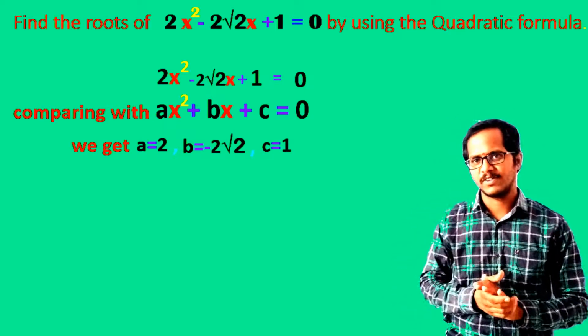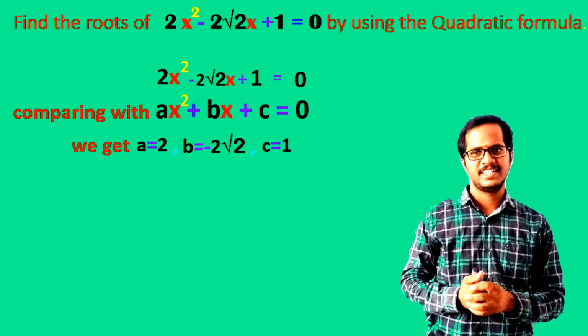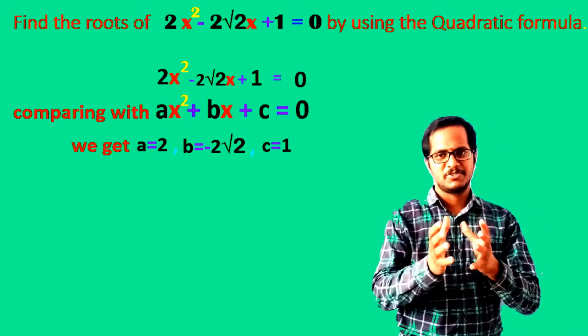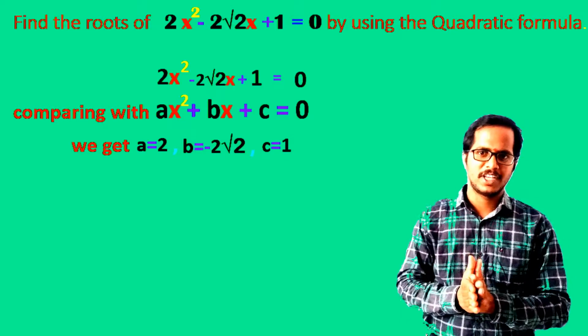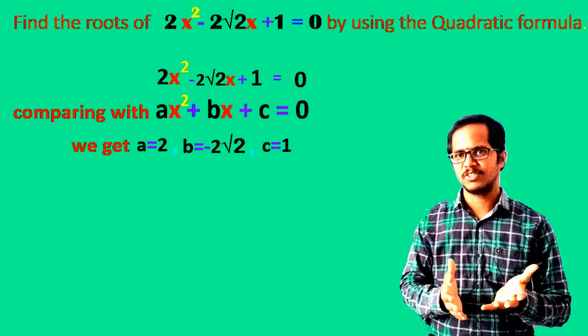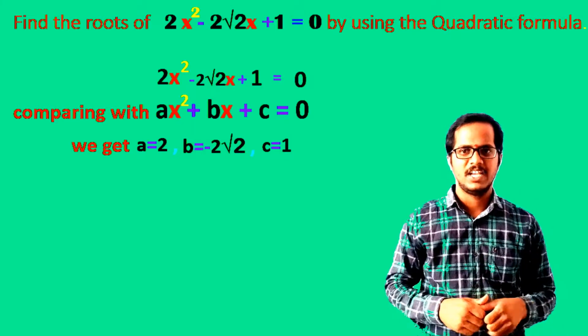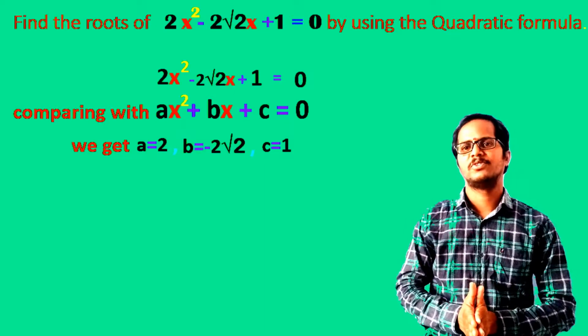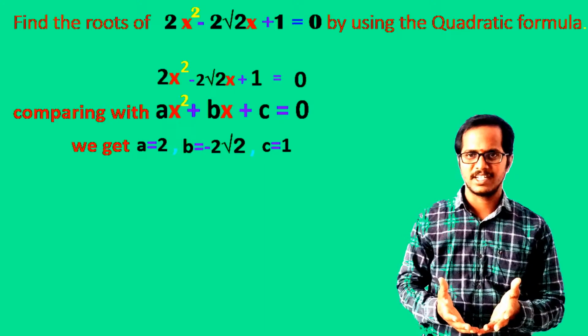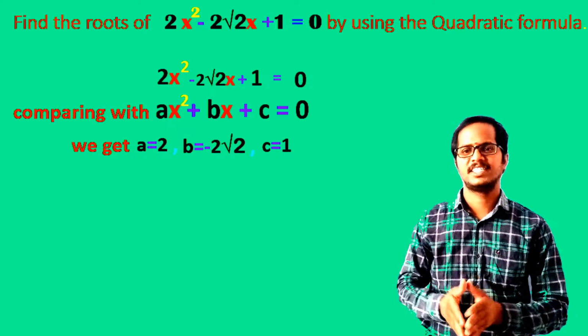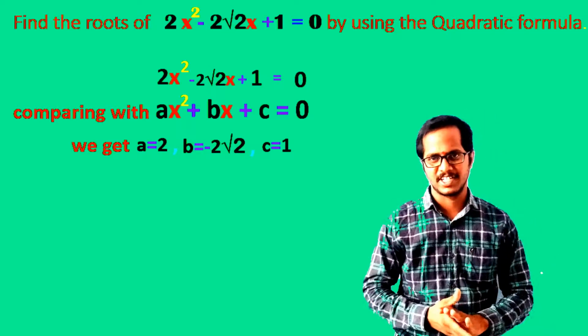Now what do we have to do after getting the values of a, b, c? First we have to check whether the b square minus 4ac value is greater than or equal to 0 or less than 0. If it is greater than or equal to 0, then it has a real solution. Otherwise the given equation does not have real solutions.